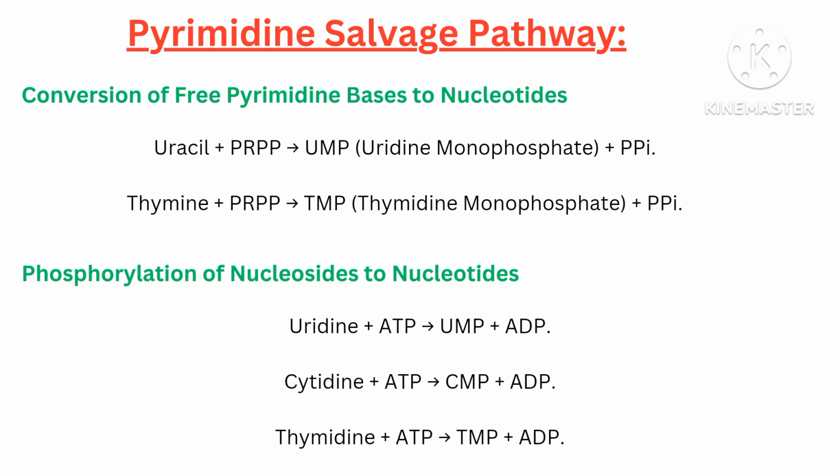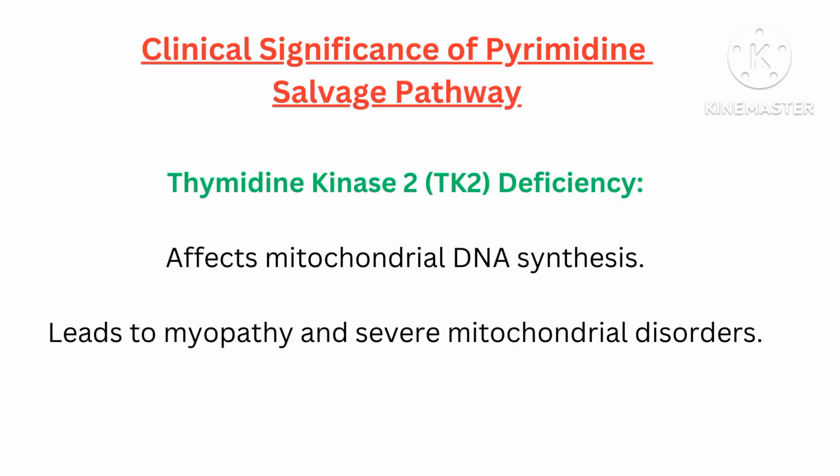2. Phosphorylation of nucleosides to nucleotides. Uridine-cytidine kinase, UCK, converts uridine and cytidine into their monophosphate forms. Reactions: uridine + ATP form UMP + ADP. Cytidine + ATP form CMP + ADP. Thymidine kinase, TK, converts thymidine into TMP. Reaction: thymidine + ATP produce TMP + ADP.